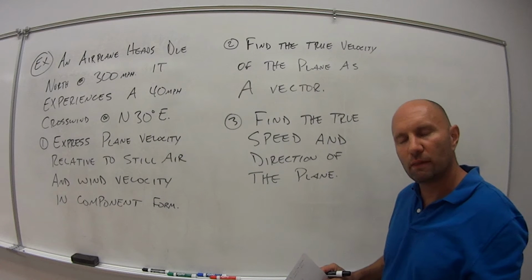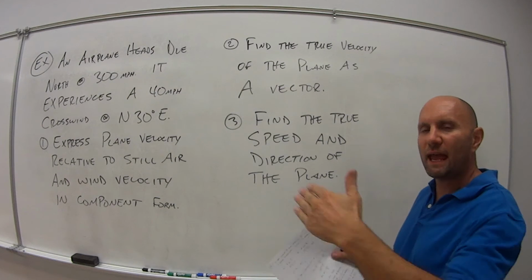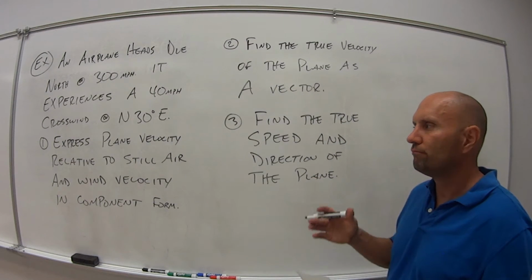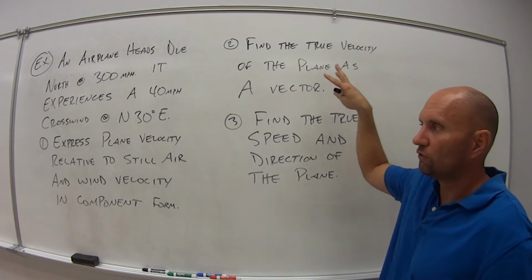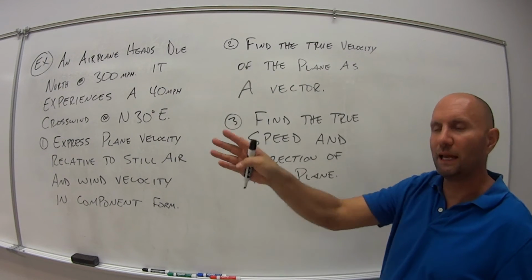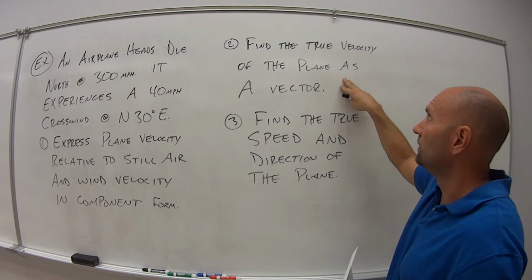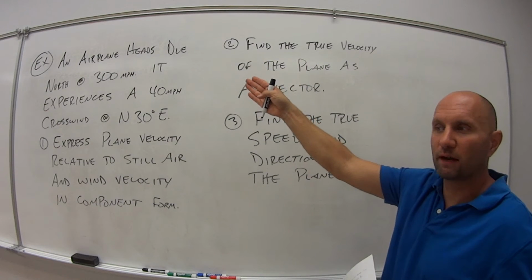Why are we doing that? Well, remember, with regards to vectors, we can just add together vectors to give us the overall displacement. And that's what number 2 is doing. So once we figure out number 1, the plane by itself and the wind by itself, then we add them together. That gives us the true velocity of the plane as a vector.